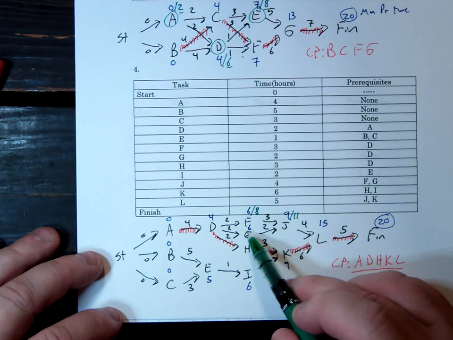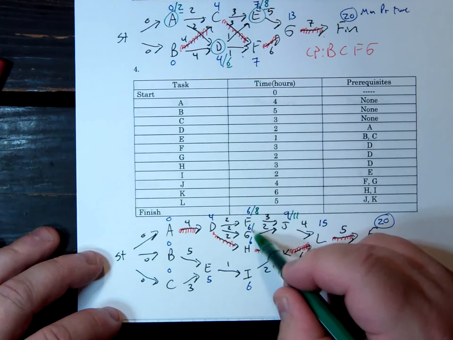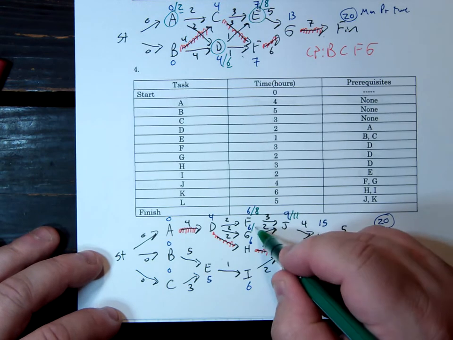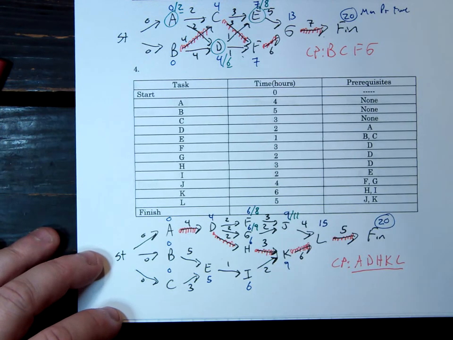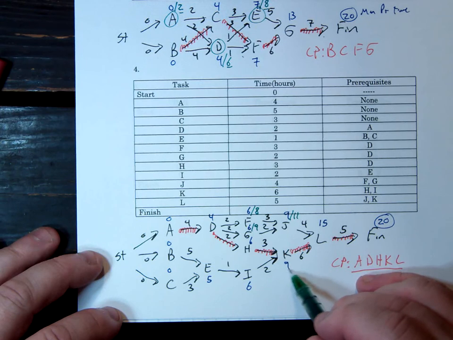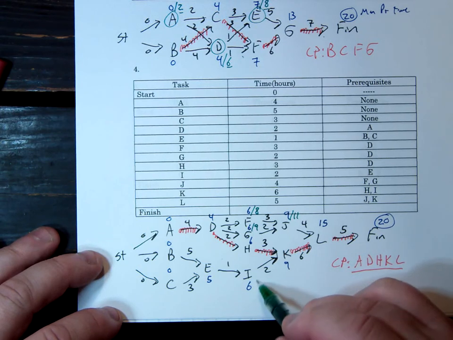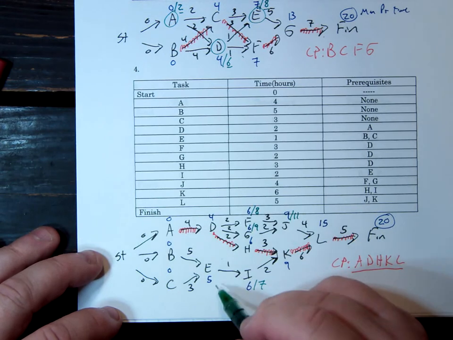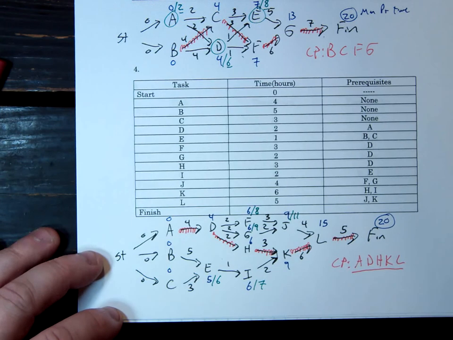And F, which is in the same thing, says it's only going to take me 2 hours, so 11 minus 2 is 9, I can actually wait till the 9th hour to start. I is not on the critical path. Takes him 2, has to be done by 9. 9 minus 2, he could wait for the 7th hour. E says, oh, he doesn't need it till 7 hours. Only takes me 1. 7 minus 1 is 6, I could actually start at the 6th.